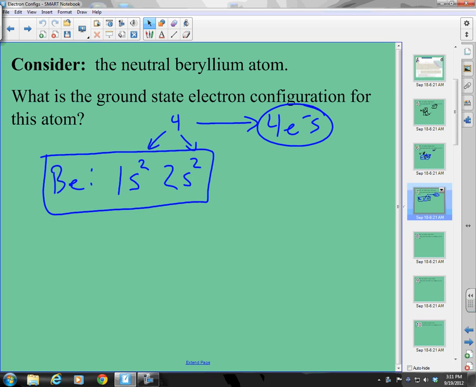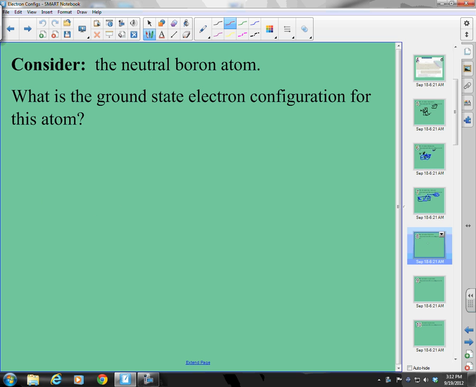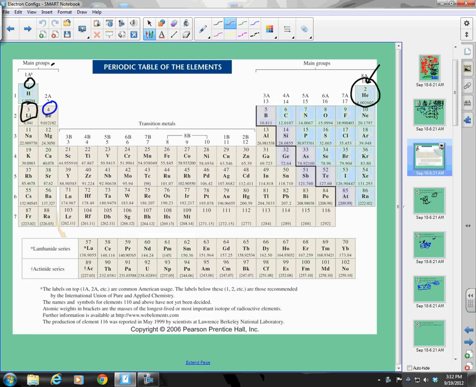Now let's go on from here. We're in our discussion of electron configurations. We just finished beryllium, and so let us go on with the next question, and that is boron. Let me check how many electrons boron has. Where is boron? Here's boron. It has 5 protons. That means it has 5 electrons.